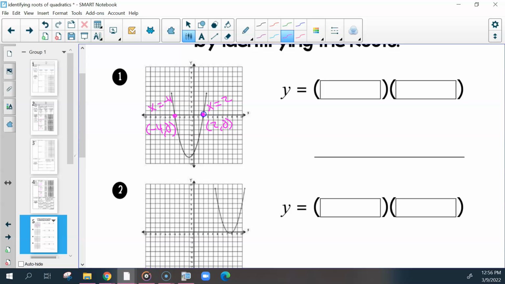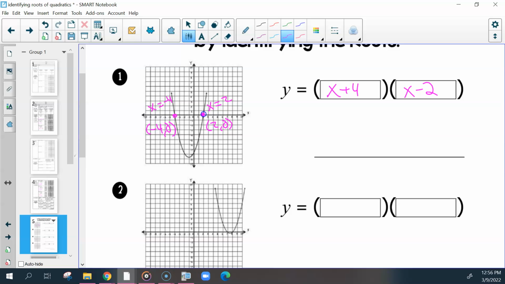When we write this in factored form, we have to write this a little differently. So we're taking whatever the numbers are, and when we write them, we're going to change the sign. So instead of writing x minus 4, we're going to write x plus 4. Instead of writing x plus 2, we're going to write x minus 2.